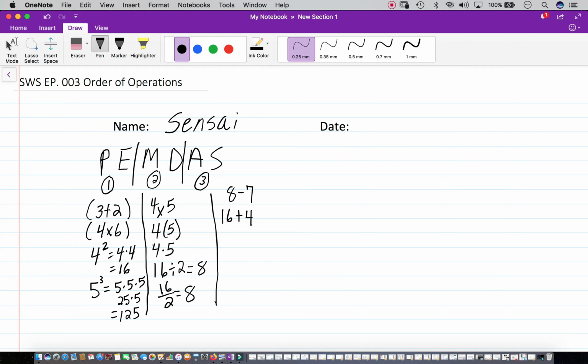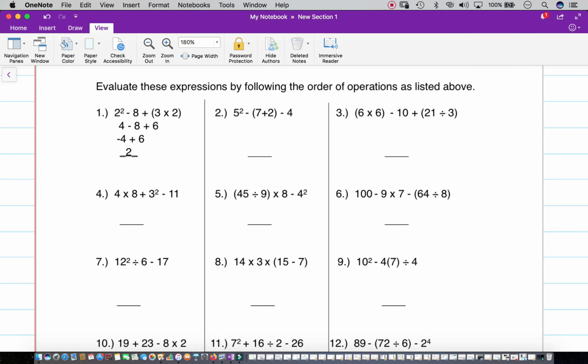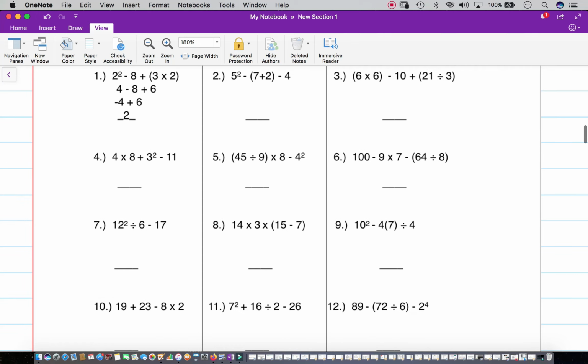All right, let's start on our activity. Since the first one has been done for us, we're going to start with number 2. I have 5 squared minus 7 plus 2 minus 4. Feel free, if you need to, to push the pause button right now and write down the questions if you like.